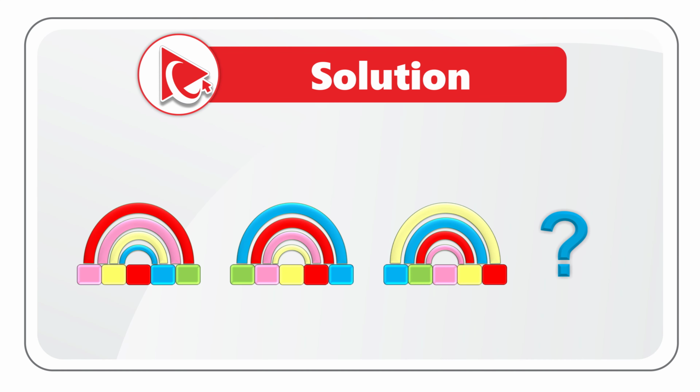When I was describing this question, I gave you a tip. This object is broken down into 2 parts. The rainbow section has its own pattern, and the series of squares at the bottom has its own pattern.